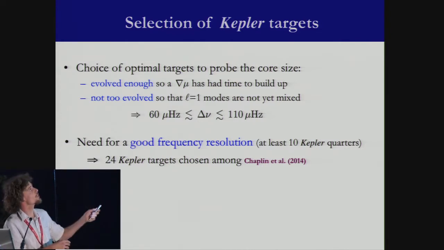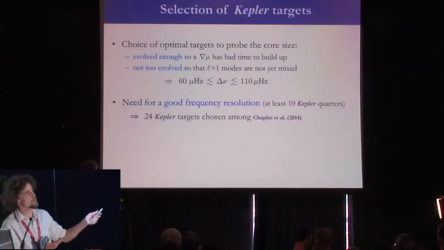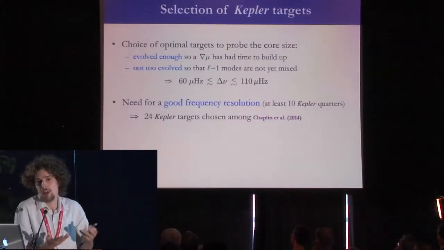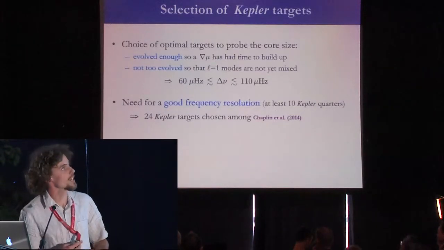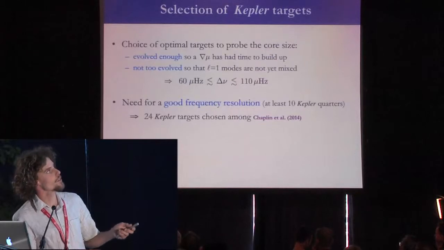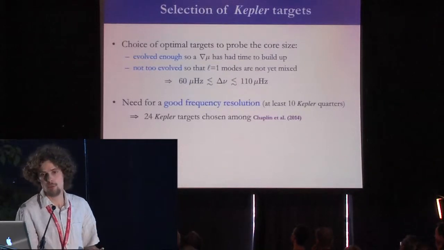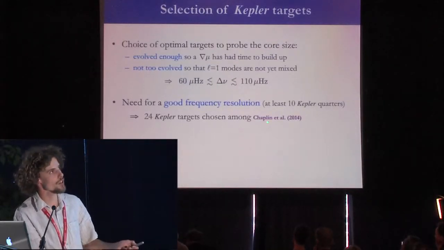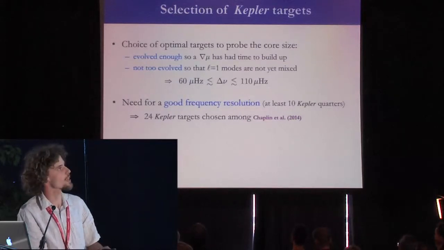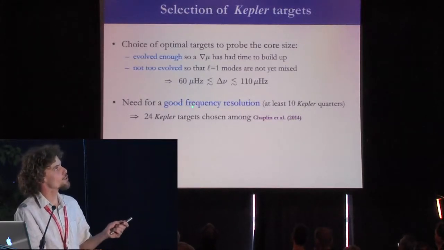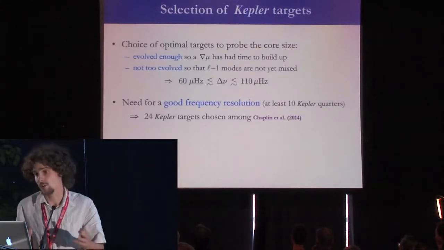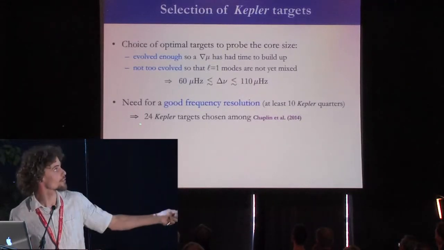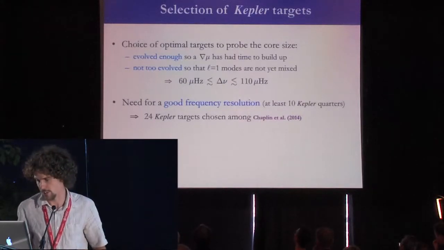For Kepler targets, we needed stars evolved enough so that grad mu has had time to build, but not so evolved that we have mixed modes, because then the ratios can't be interpreted this way. So this was the rough cut that we made in large separation. We went hunting for stars among the Chaplin and collaborators' paper. And we also picked only the stars for which we have a good frequency resolution. That means a lot of Kepler quarters. We ended up with about 24 targets.